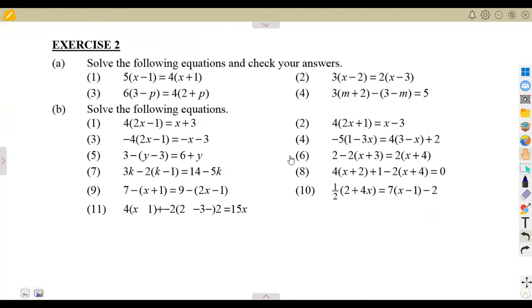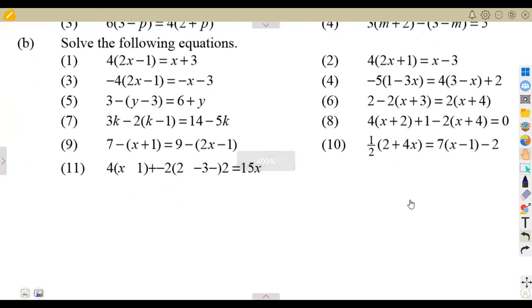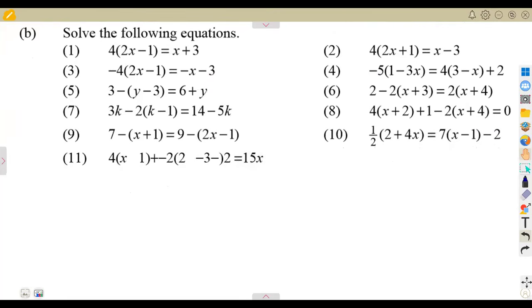All right. So that was part A. Part B is just to solve. There is no need for us to test, but you can test if you want to. On A, it was something that you were supposed to do, it was an instruction that was given. But on B, it is just to solve.